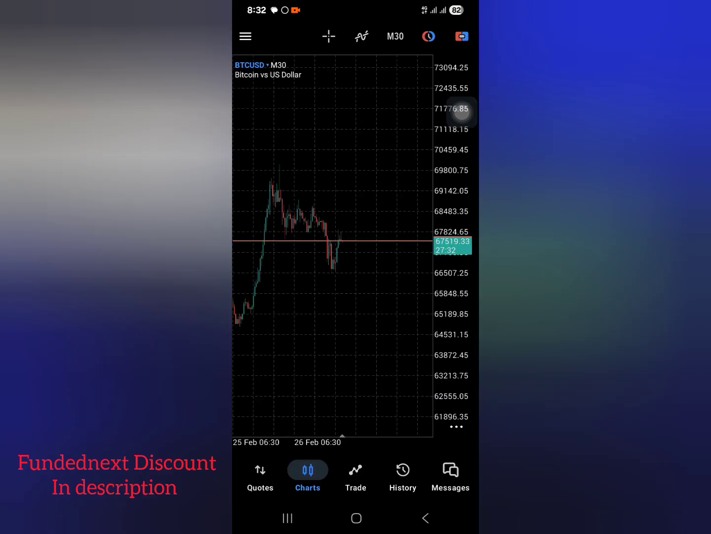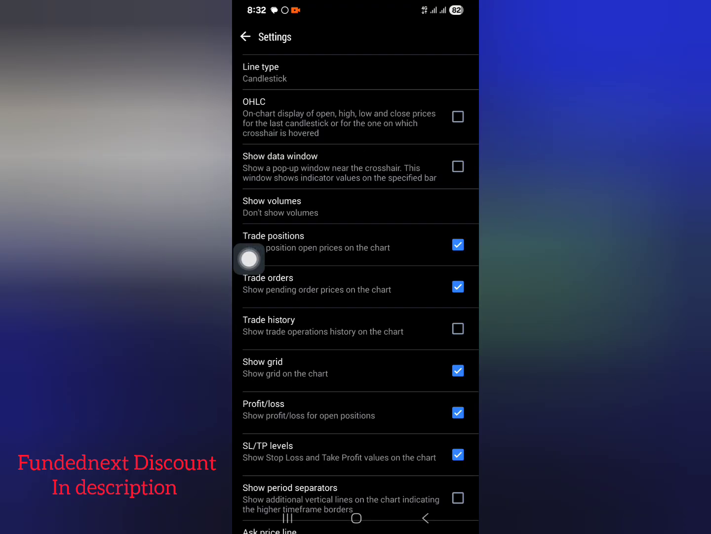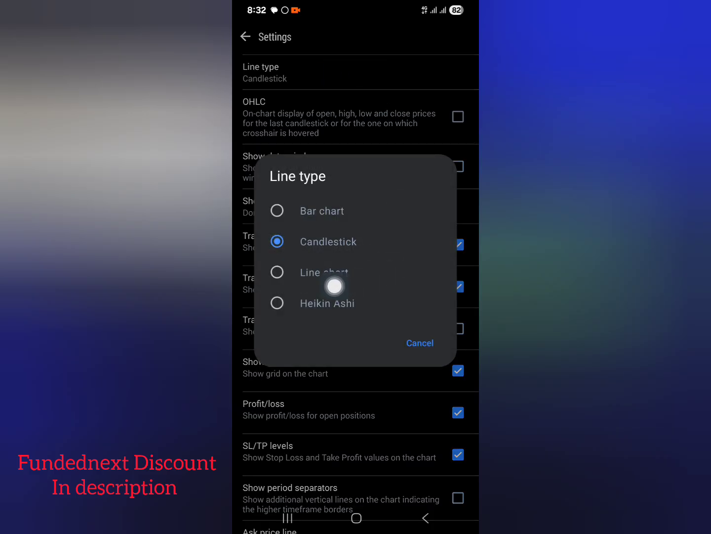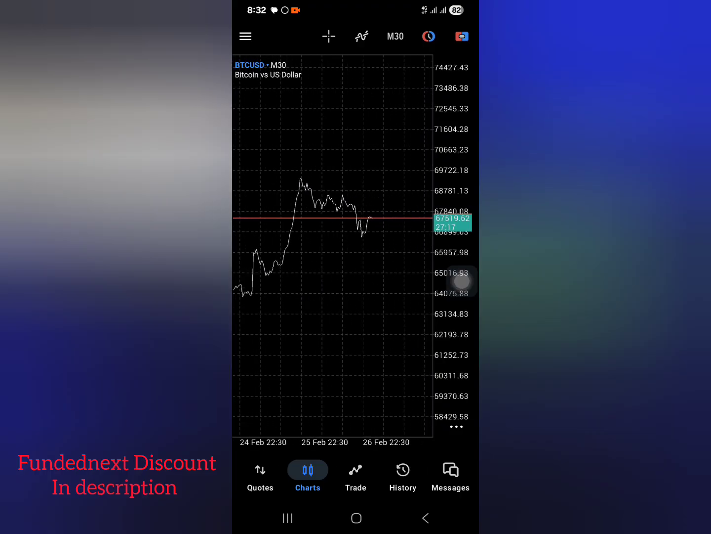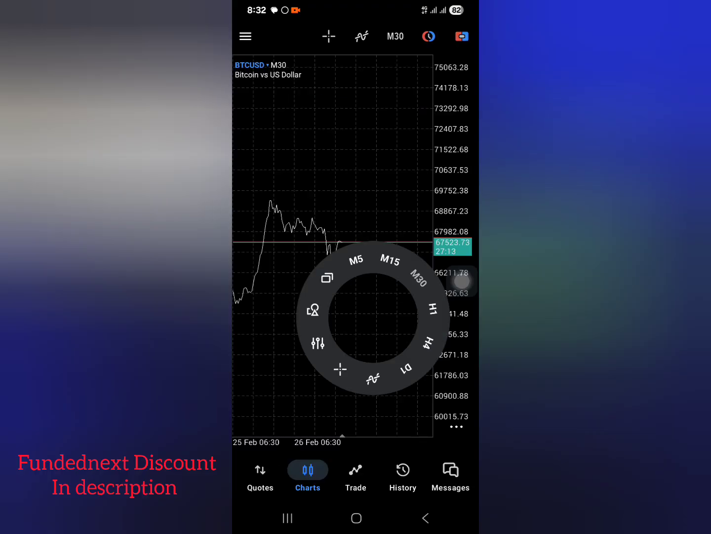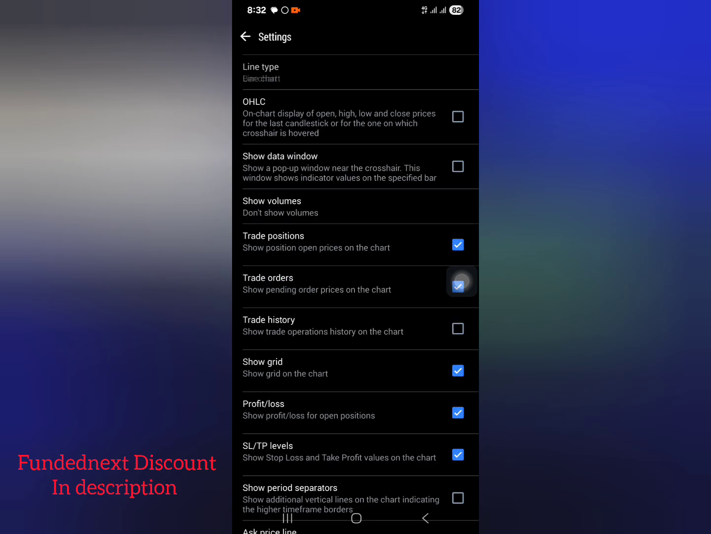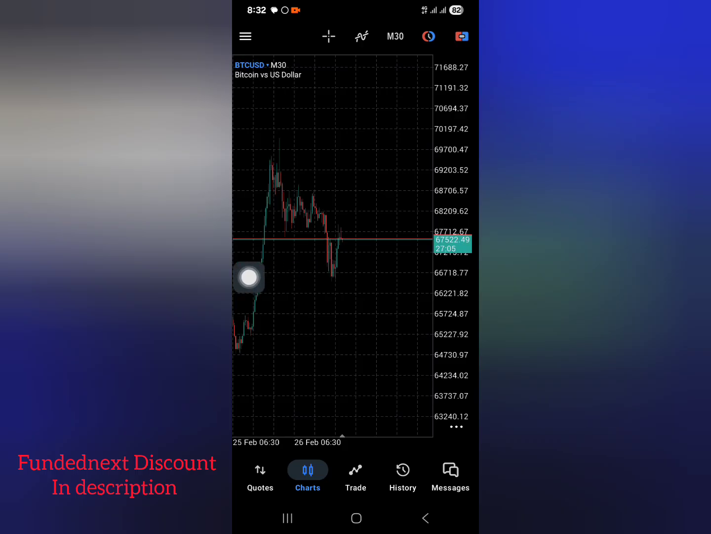And now if a person wants to change from candlesticks to a line chart, it is the same thing on the screen. Open the line chart, then go back to where it was already, back to the line chart.